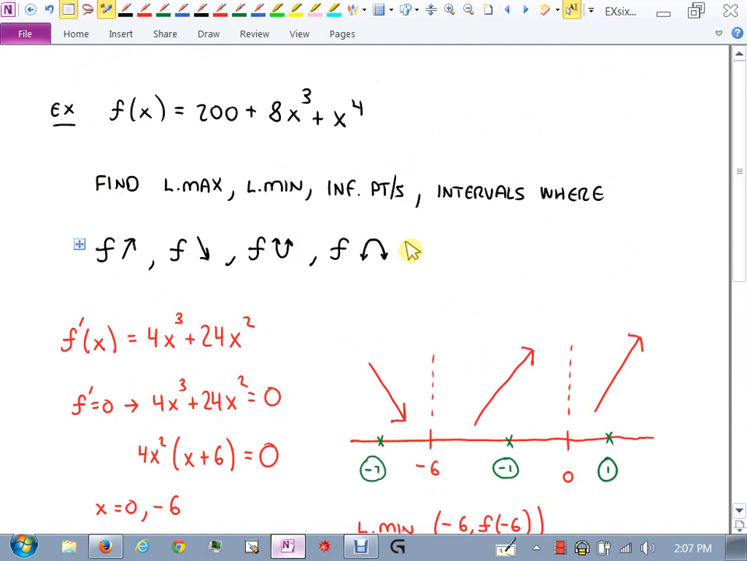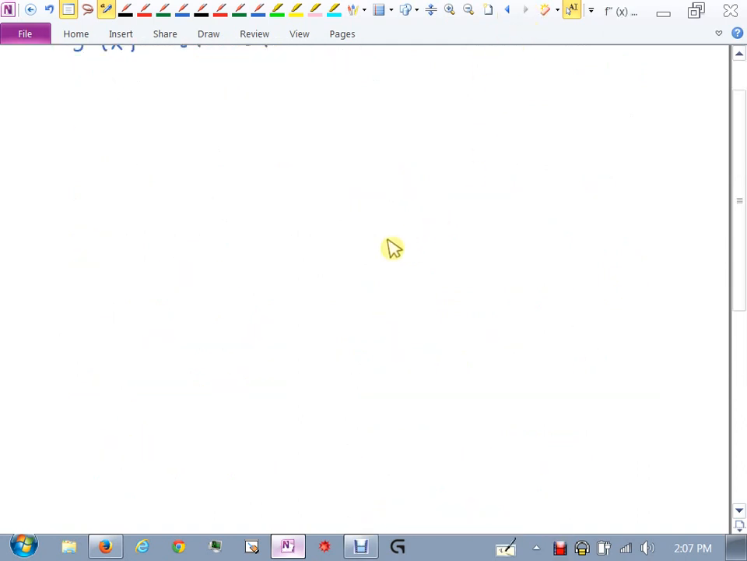What is the second derivative? F double prime of x would be 12x squared plus 48x. Everyone cool with that? I don't remember what it was. That's my second derivative. So I ask myself again, when is it 0? I can break up my number line again and look at the different places and see where it's, instead of going up and down, smiling and frowning. That's the difference. Instead of saying up and down, it's now smiles and frowns. So when is the second derivative 0?